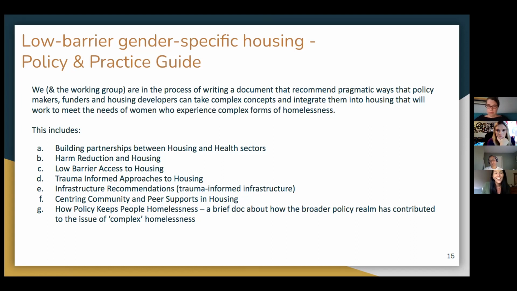So we're talking about how we can integrate harm reduction meaningfully into housing, and what low barrier access to housing would look like. We worked with the research shop and a group of students put together a really beautiful report around trauma-informed architecture and trauma-informed infrastructure. So we'll be folding that in. Thinking about community and peer support, we held a special workshop inviting a bunch of peer support workers together to talk about what peer leadership, what paid peer work could look like in a housing program. And then we will be building in a bit of a policy analysis, particularly about how policy keeps people homeless and how the broader policy realm has contributed to these issues of complex homelessness for this particular population.